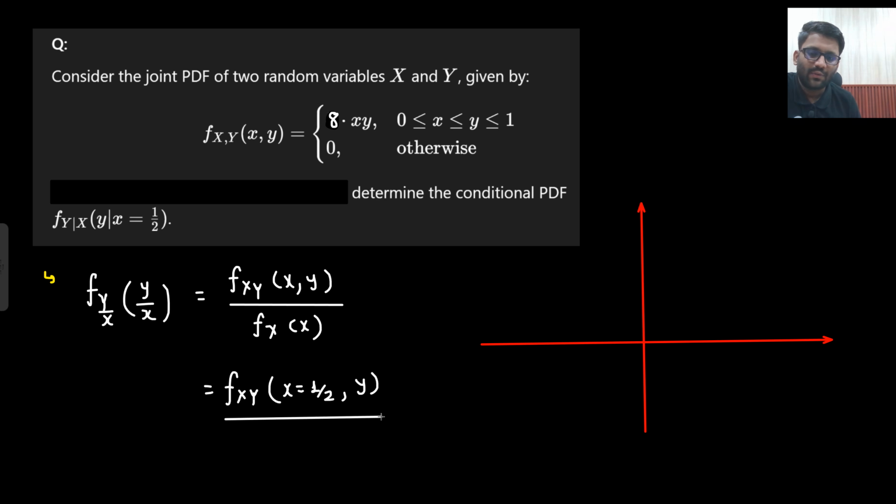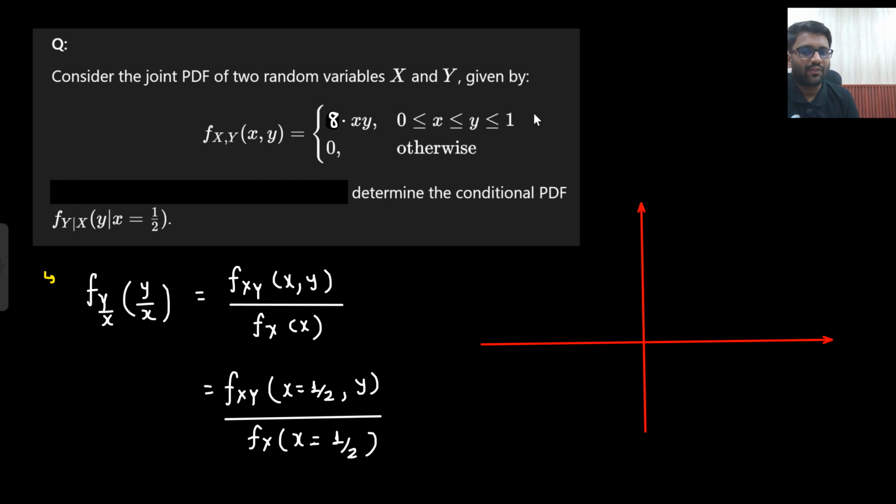Okay. So what is the task here? The only task is I need to calculate this particular thing because the joint PDF is already given. What I need to calculate is fx of x. So my only task is to calculate fx of x.